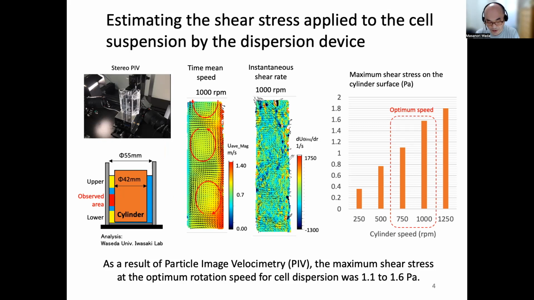The calculated shear stress was comparable to the value in human capillaries. The characteristic of Taylor vortex flow is that the vortex flow is formed in layers, and the collisions between cell aggregates caused in this state also become a driving force of cell dispersion in the device.